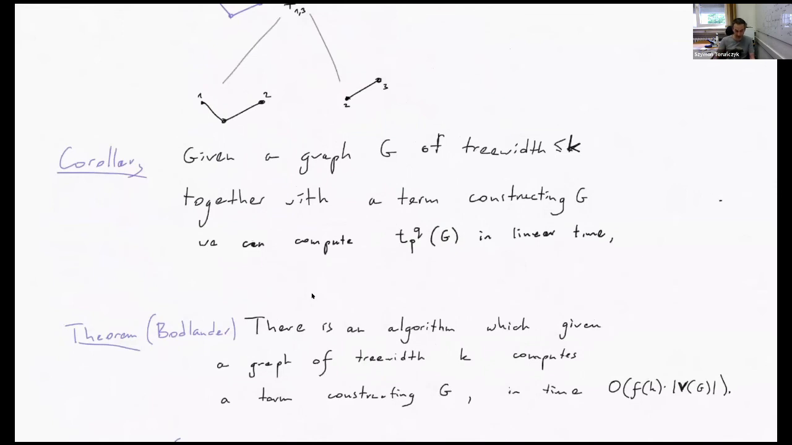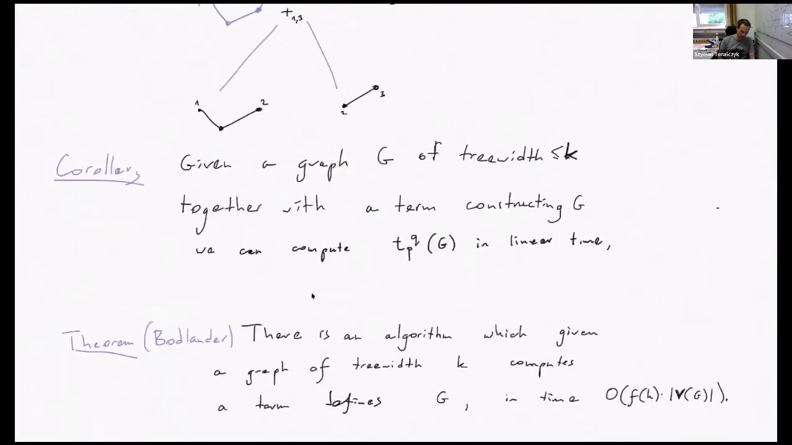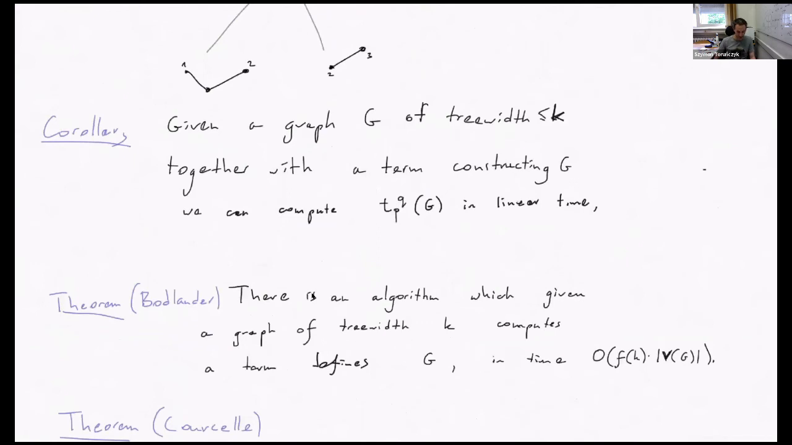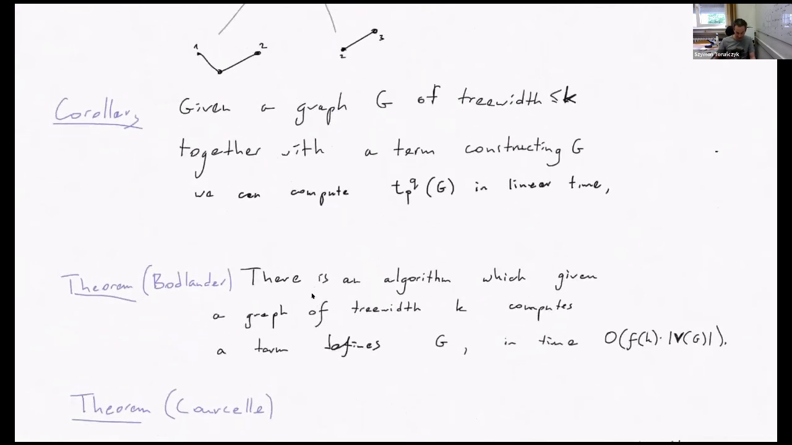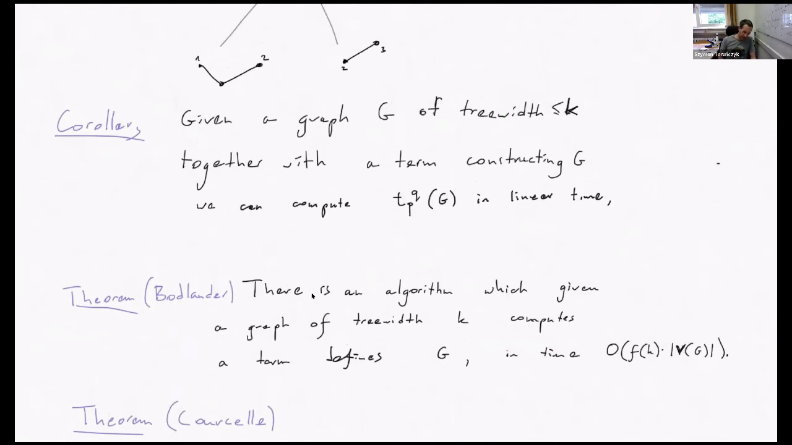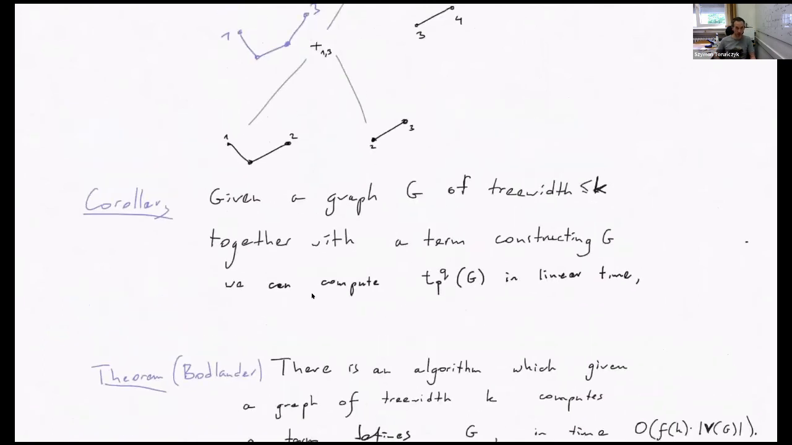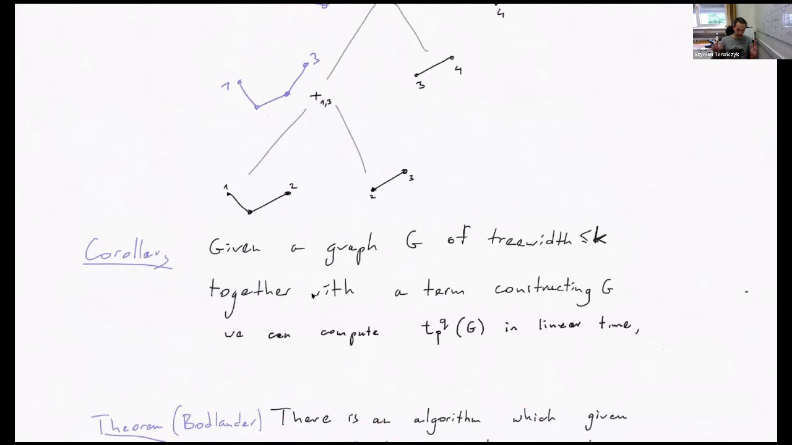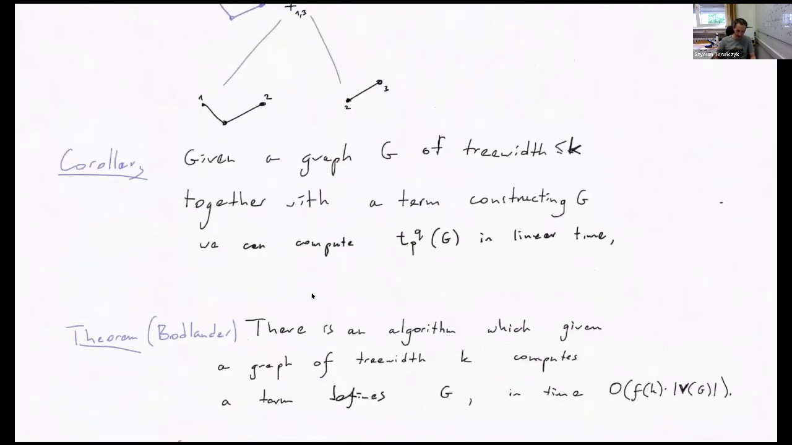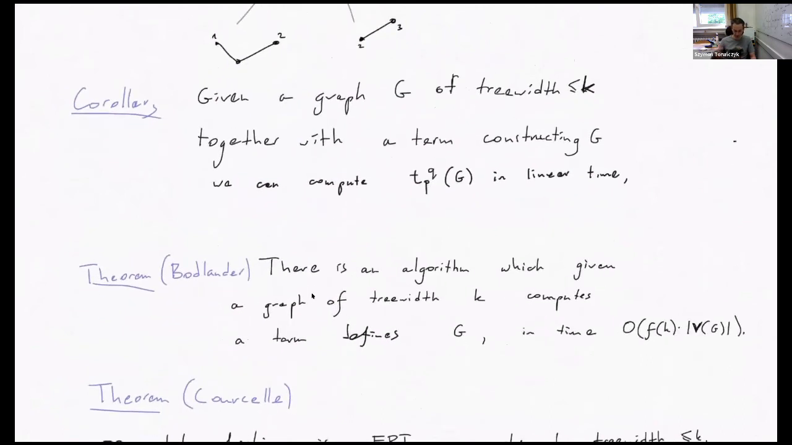But to get an FPT algorithm which works on all graphs of tree width at most k, we need an additional ingredient: an algorithm which, given a graph of tree width at most k, computes the term defining the graph G. Because as previously, when you're given the graph G, it doesn't come with a decomposition, with a term. So you need an additional combinatorial and algorithmic fact. This will appear later on as well: there are two components of a model checking algorithm. One is an algorithm which inputs some sort of tree-like decomposition and computes the type, and the other is, given a graph, it computes the decomposition.